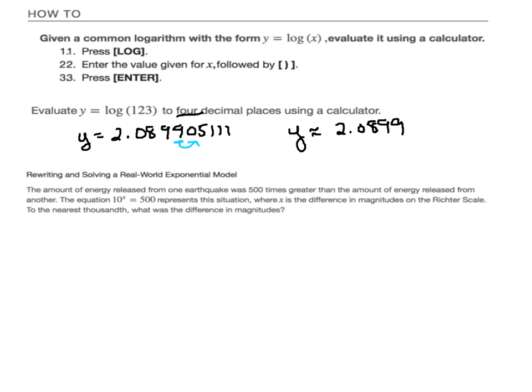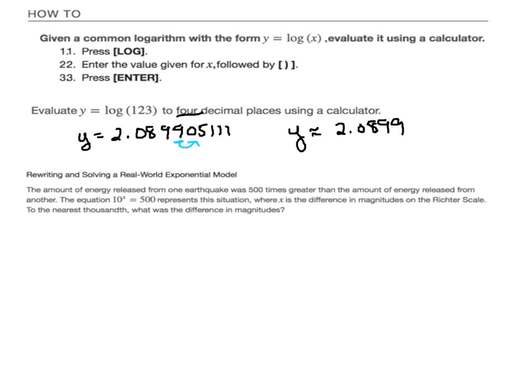If you think about it, that should make sense, because 10 raised to the first power is 10. 10 squared is 100, not quite 123, but 10 cubed is 1,000. So if you were just estimating, you could probably guess that it's going to be closer to 2 than it is to 3. And we see here that it actually is. It's very close to 2. It's not even 2.1.